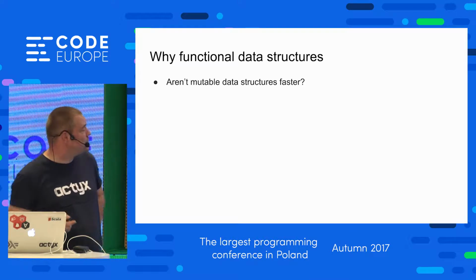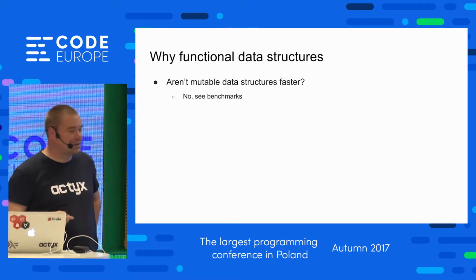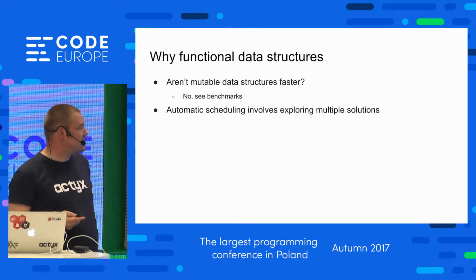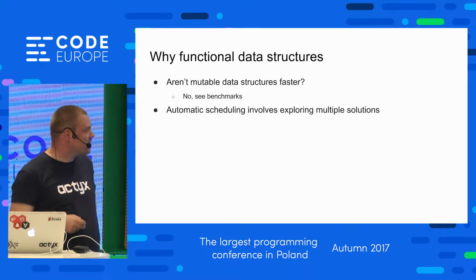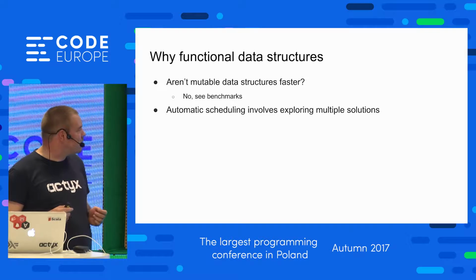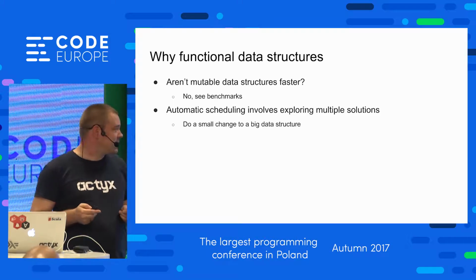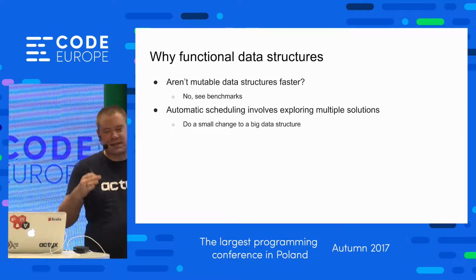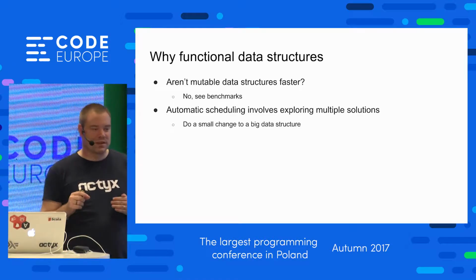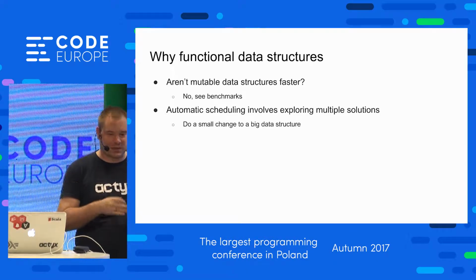First of all, are mutable data structures faster? I got some very impressive benchmarks to show that it is not the case, actually, in this particular case. Next thing is automatic scheduling. What you do for the space mission planning domain involves exploring multiple solutions. So basically, you have a big data structure. You make a small change. You check whether the small change has improved things or not. And if it has improved things, you keep it.